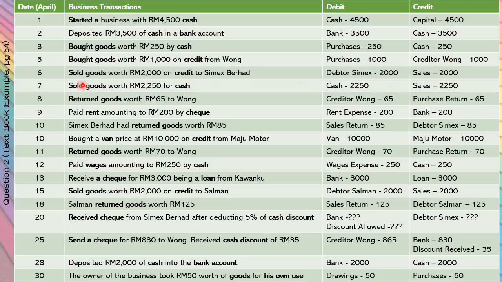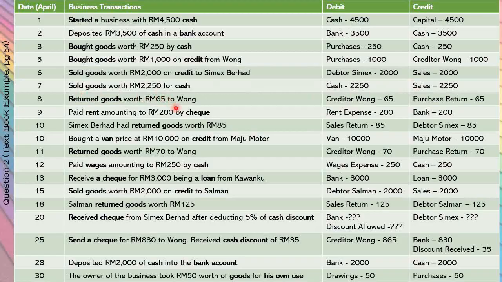Okay, 6 hari bulan, sold goods on credit. So ini jualan, ya, jualan bertambah, kredit, revenue bertambah, kredit. Asset kita bertambah sebab debtors kita semakin bertambah, debit debtors, CMAX. You have to specify which debtor is this, CMAX. Debit debtor CMAX 2,000, credit sales 2,000. Okay, so goods worth 2,250 for cash, ya, duit kita bertambah sebab kita jual barang kita, cash bertambah lah. So debit cash, debit asset kita 2,250, credit revenue, ya, sebab revenue bertambah, credit sales.